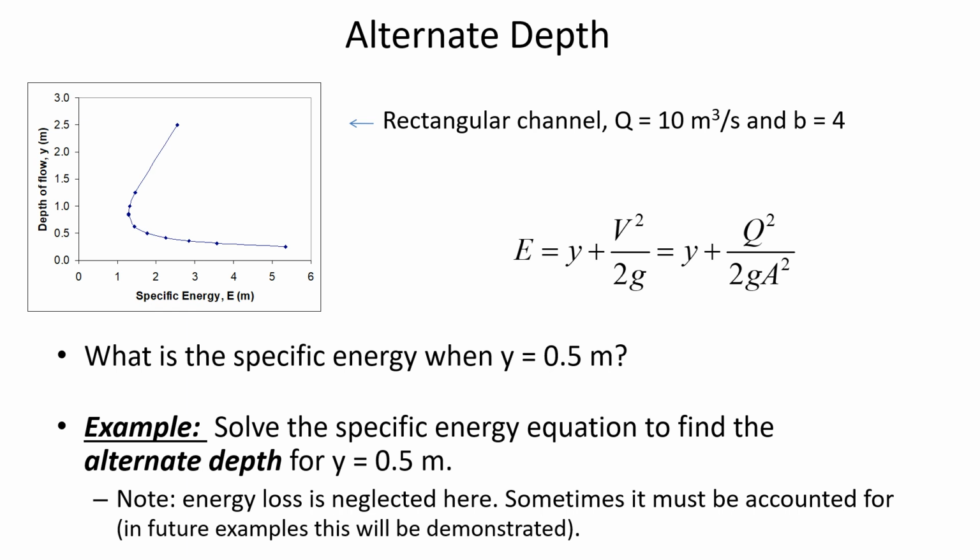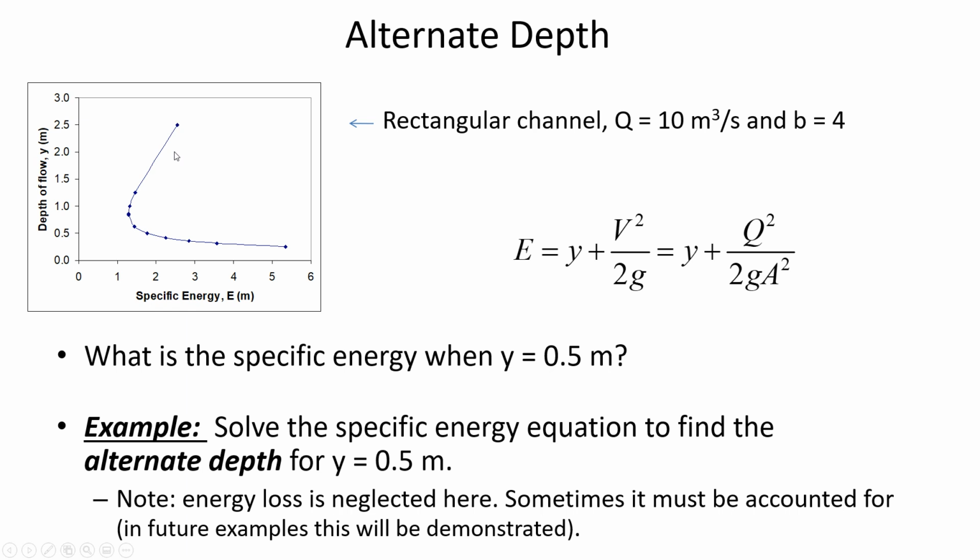Now, water goes from supercritical to subcritical in a hydraulic jump, which we're going to go into the lab after spring break and actually take a look at. There are other cases, though, where water will toggle between supercritical and subcritical flow. So it's important for us to be able to calculate the alternate depth of any particular flow condition.